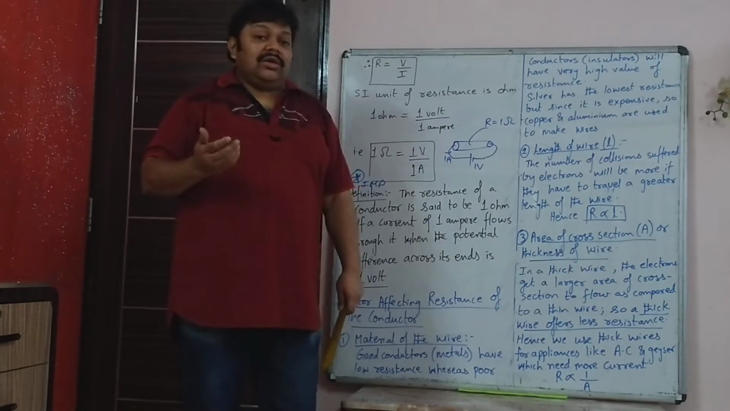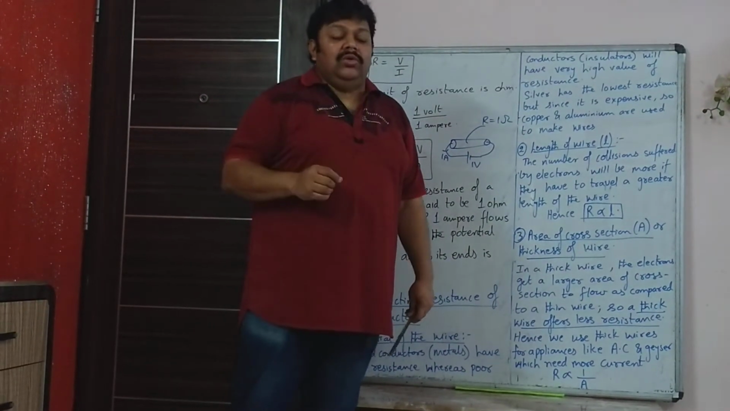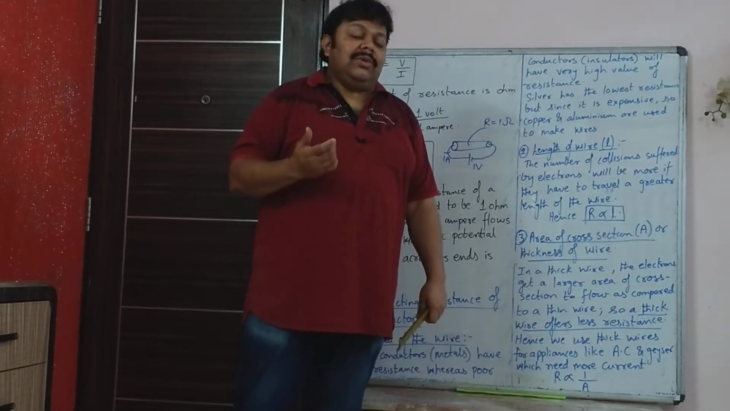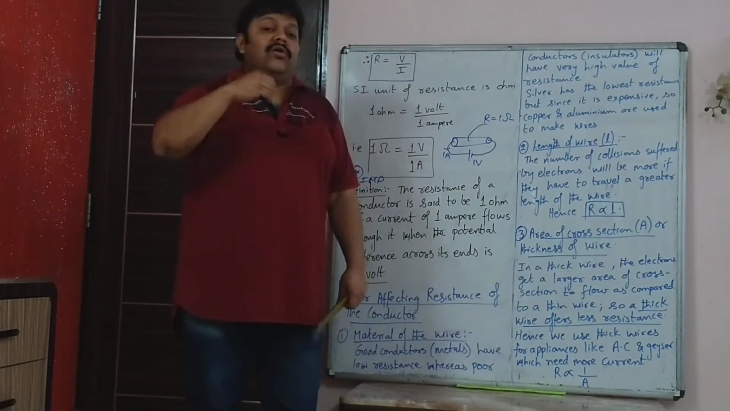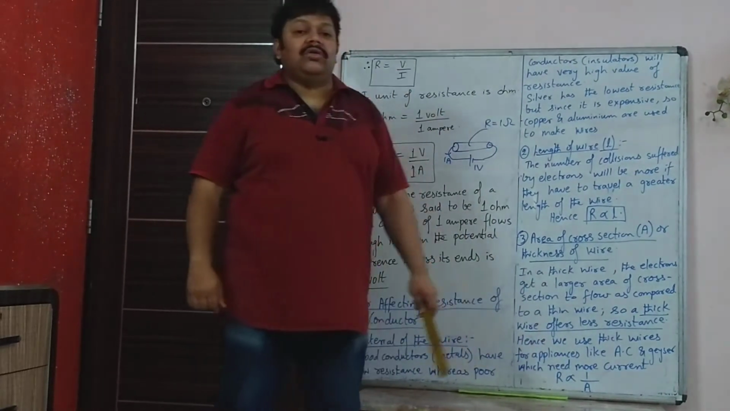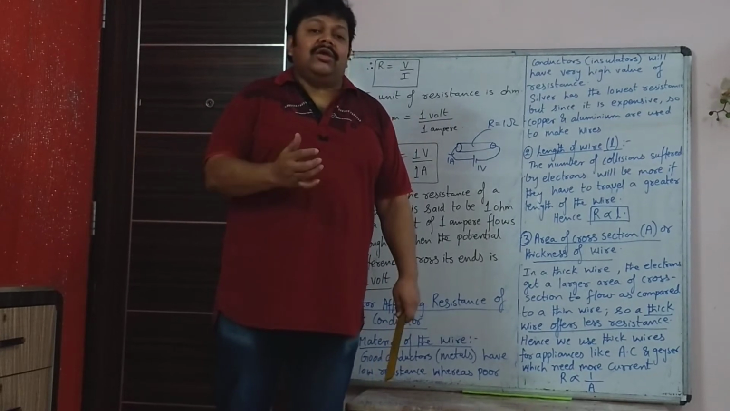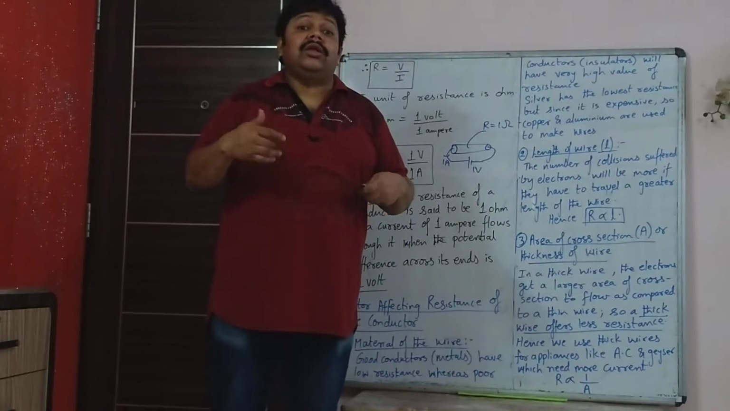With the increase in thickness, what happens? The electrons have that much more space to move. So the number of collisions will be less. So thick wires offer less resistance, or resistance is inversely proportional to area. Low resistance means more current can flow through it without heating it up.